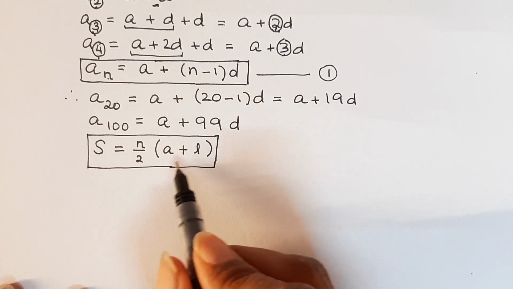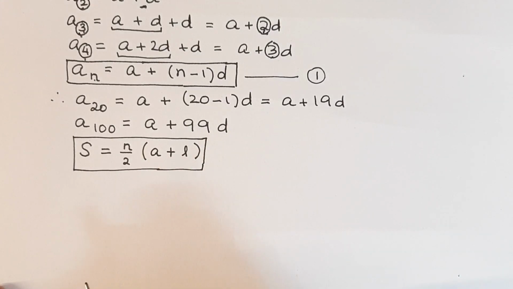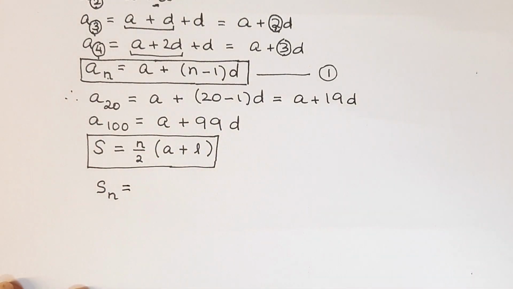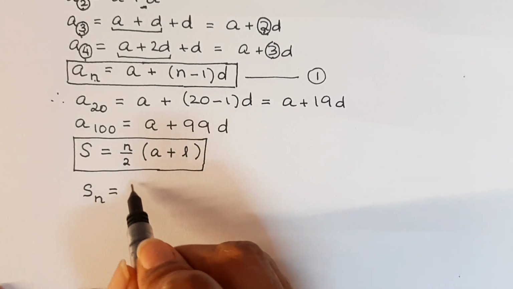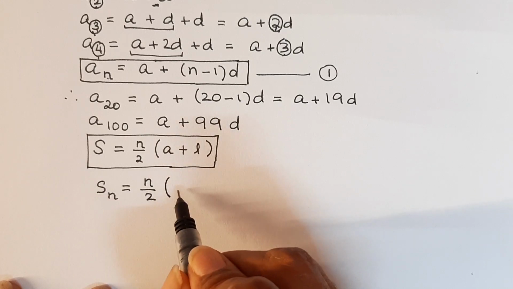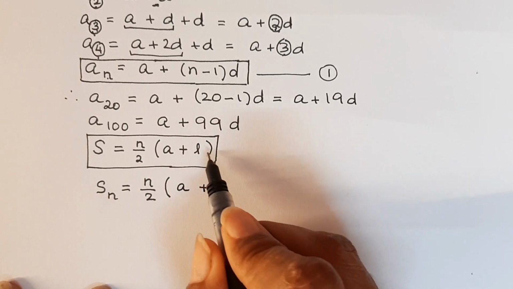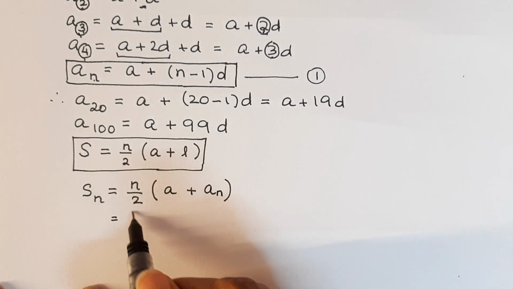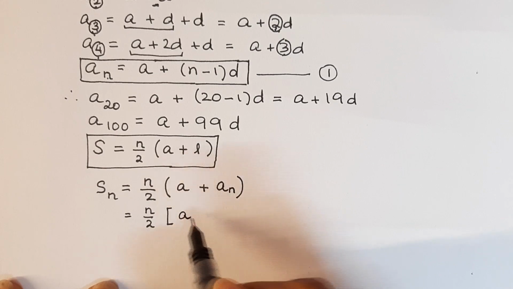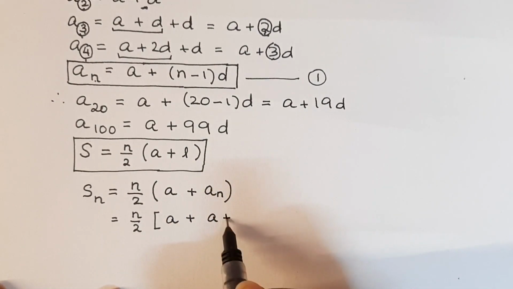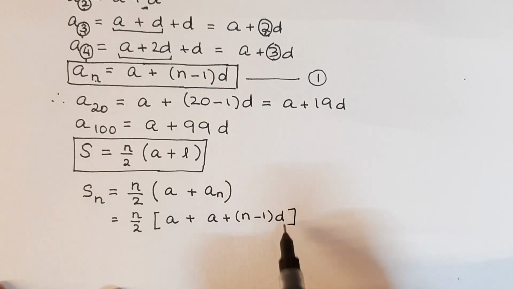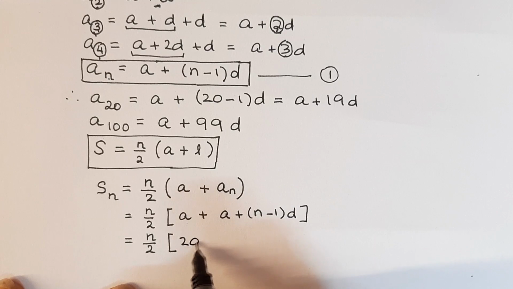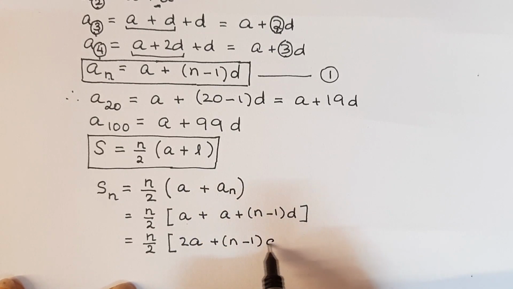Now, sometimes we may not know the last term, although we could know the first term. So, if I have the sum of n terms, it will be n upon 2 into bracket, a plus the last term, which could be the nth term. So I'll just write an, and then I will write it as n upon 2 into bracket here a plus an, which means a plus n minus 1 into d. Now, if you simplify it further, a plus a gives us 2a plus n minus 1 into d.